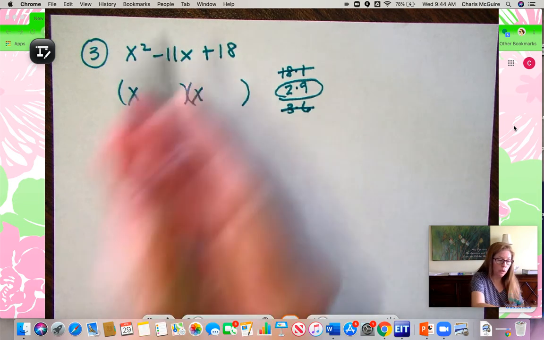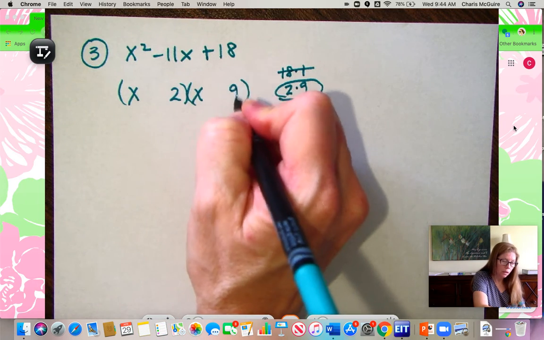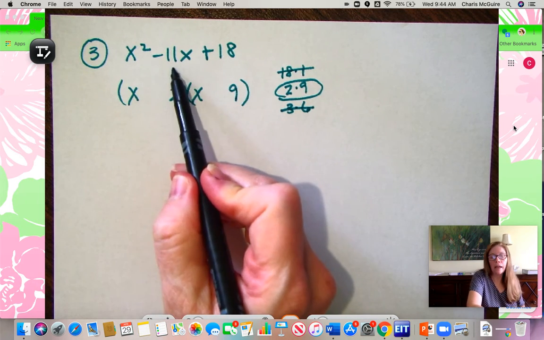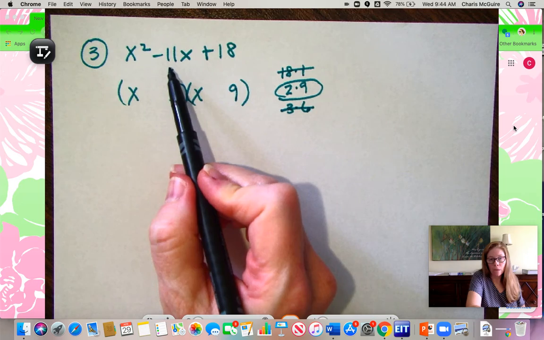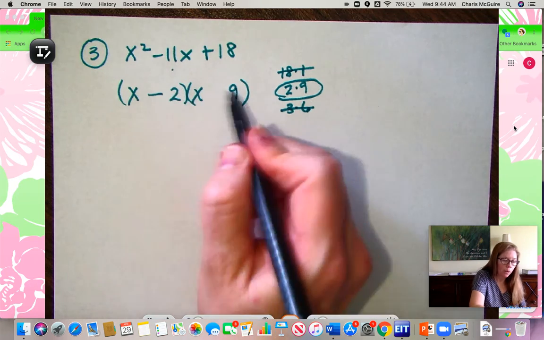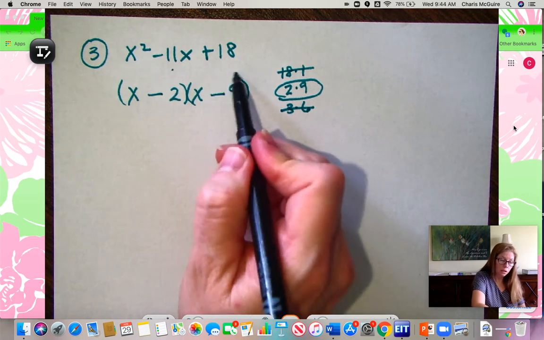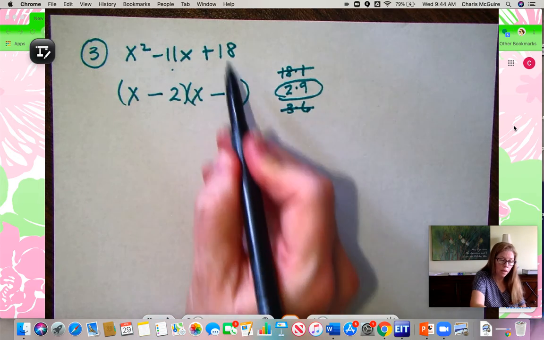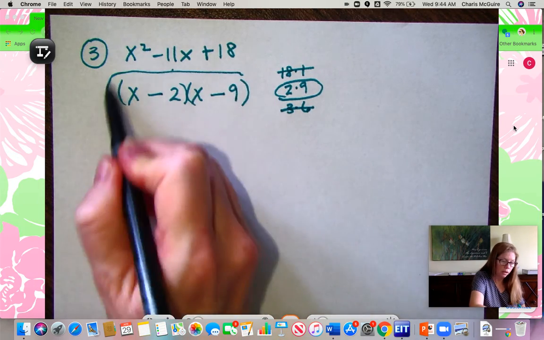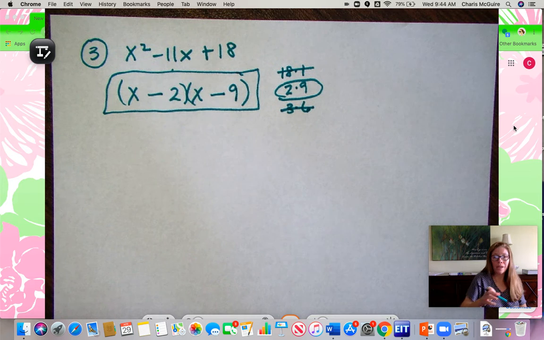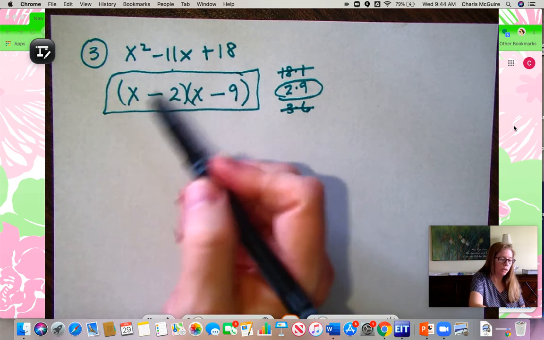So here's the thing. When you put the 2 and the 9 in, you are trying to create that negative 11. So you're going to actually make them both negative. And this is the correct answer because negative 2 times negative 9 is 18. Let's check this together so you can see it working. And that's why you check. You check so you can see the process working. The more you see it working, the better you get at this over and over and over.